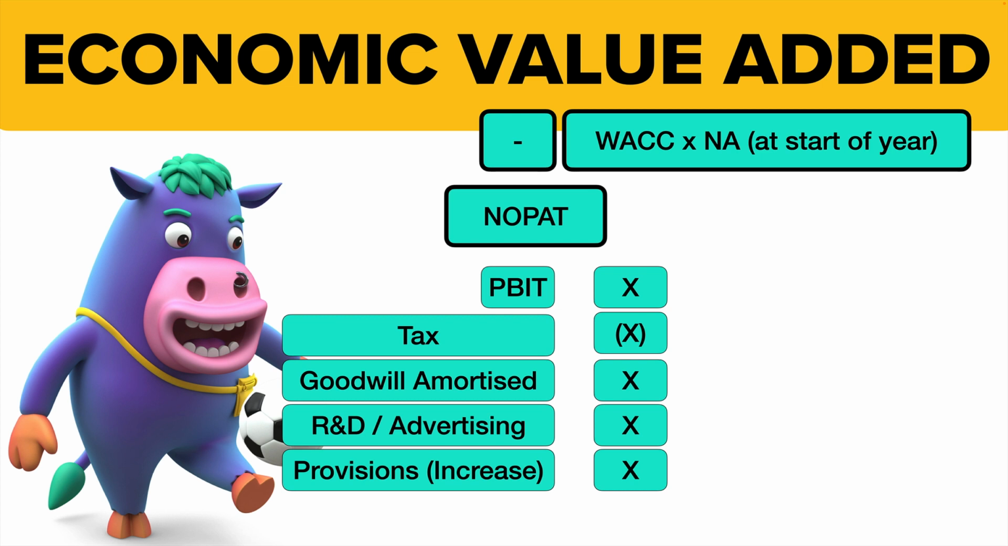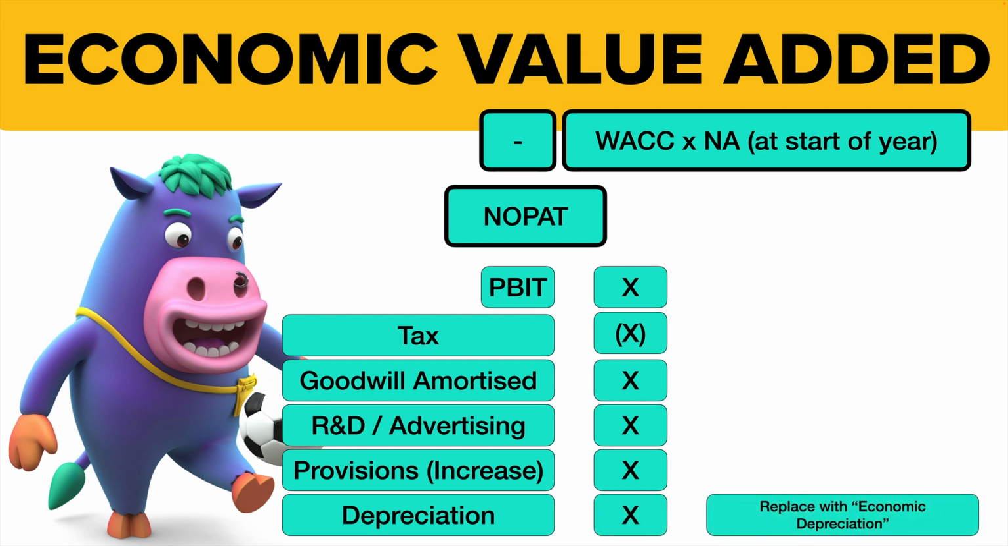A decrease, I would take it off. And depreciation is obviously a non-cash expense. So I'll add that back, but it does get replaced with economic depreciation. If it's not, just presume that it has been, okay? So that's how you work out the net operating profit after tax.